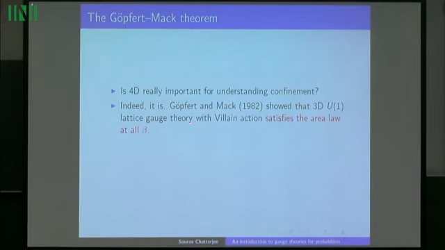What Göpfert and Mack showed is that in 2 dimensions, area law holds for anything at all beta, essentially. In 2 dimensions, none of this matters. So you have area law for any group at any beta. In 3 dimensions, Göpfert and Mack showed that even U1 gauge theory with Wilson action satisfies the area law at all beta, or at least at all large enough beta. I don't remember exactly whether they proved it for all beta or for all large enough beta, but more or less the same.